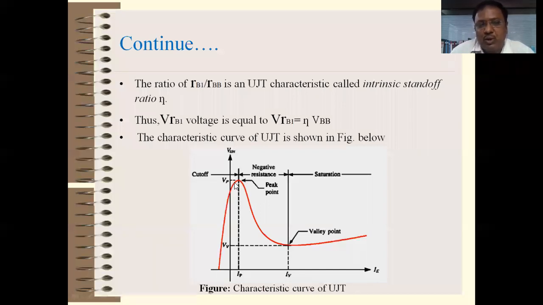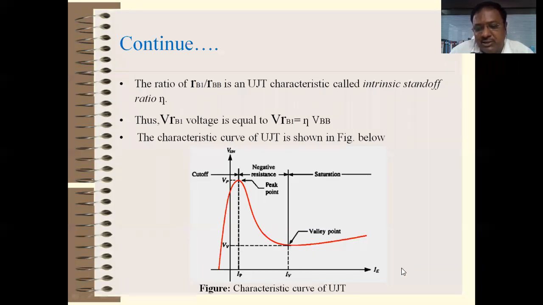So this is the peak voltage when the diode turns on. Once the diode turns on, the voltage decreases up to the valley point and your current increases. After this valley point, the current increases but the voltage remains constant. This is the ideal value called VV. This is the voltage across that particular RB1 when the UJT is in on state. So this is called the valley point.